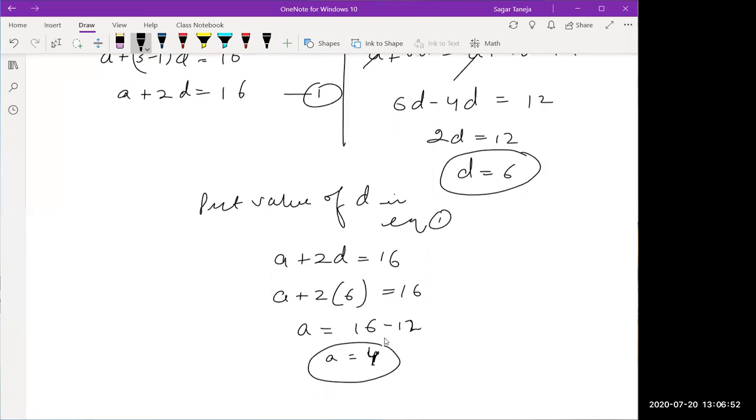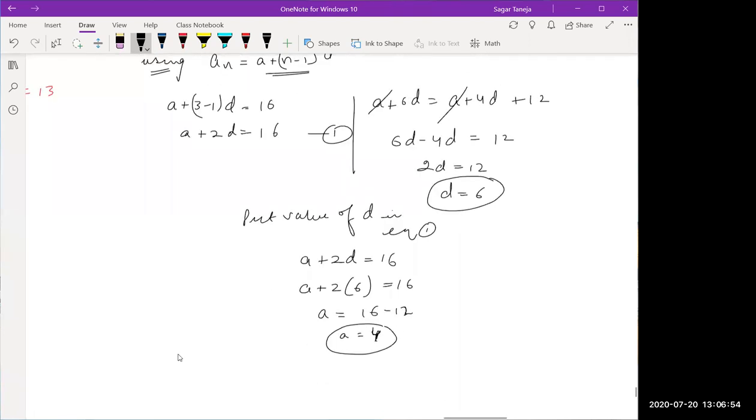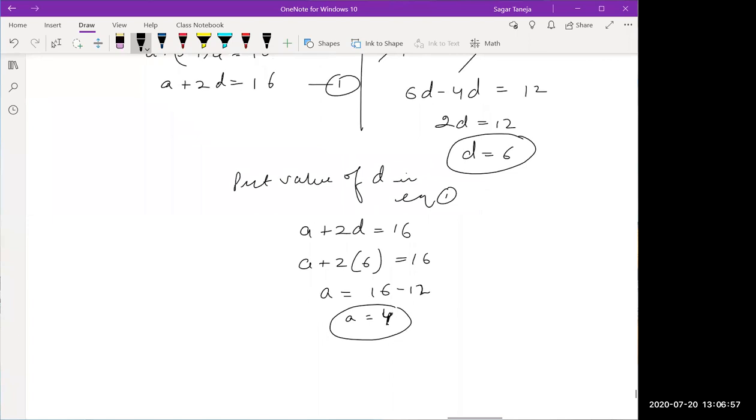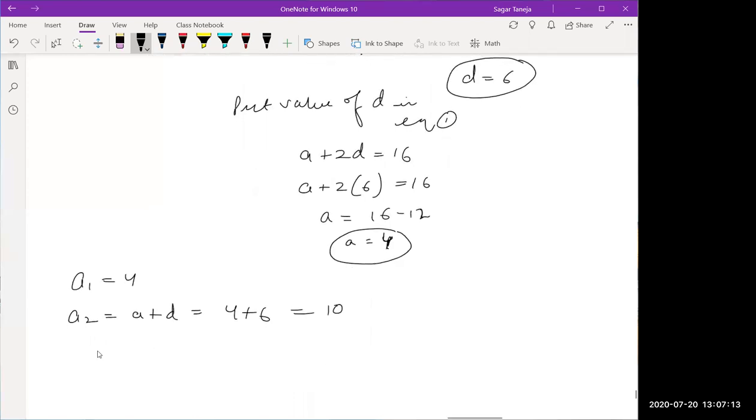Now we have to determine which AP it is. So we got to know from here that the first term is 4. What will be the second term? Simple, the previous term plus d, so it is 4 plus 6, which is 10. And the third term, a plus 2d, so 4 plus 2 into 6, that is 4 plus 12, and that is 16.